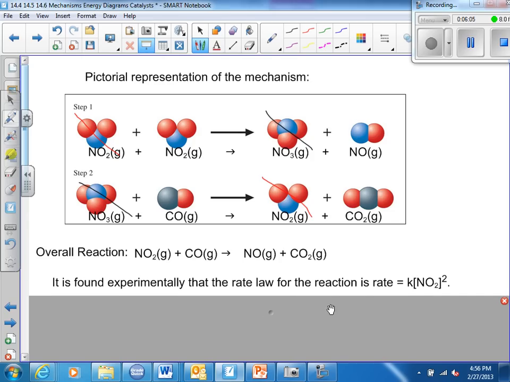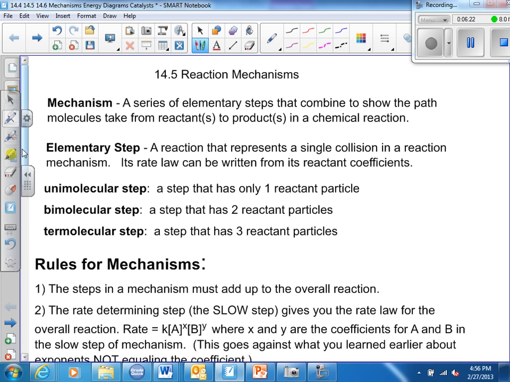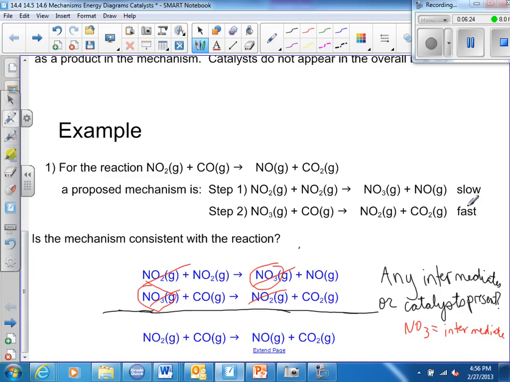So we find experimentally that the rate law for this reaction, this is usually given to you, or you're asked to determine it based on a mechanism. But we're told this is the rate law for the reaction. And now we have to find out, is this mechanism consistent with that? Well, we were told this is the slow step. Okay, so here's our slow step.